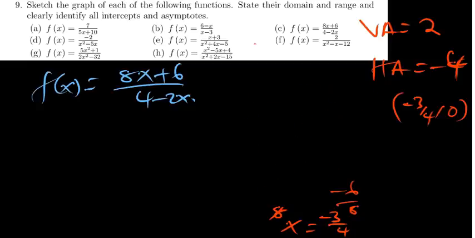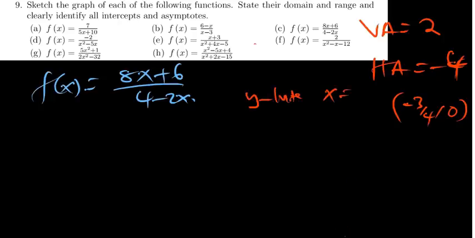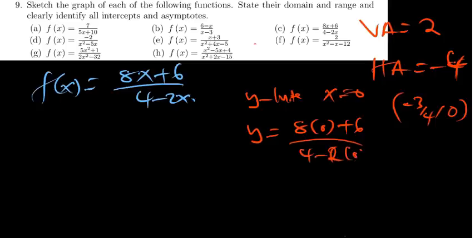How do we find the y-intercept? To find the y-intercept, set x to be equal to 0. So I'm going to say y is equal to 8, where there's x I'll put 0, plus 6. I'll divide this by 4 minus 2 times 0. So my y will be equal to 6 over 4, which is the same as 3 over 2. So when x is 0, y has to be 3 over 2.